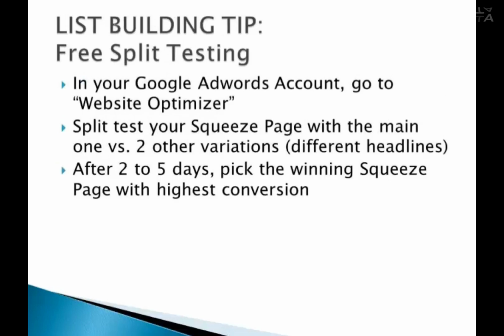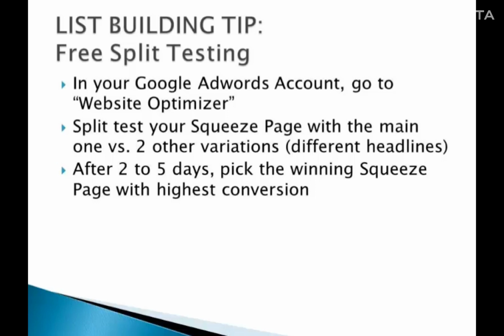List building tip, free split testing. In your Google AdWords account, go to Website Optimizer. Split test your squeeze page with the main one versus 2 other variations, with different headlines. After 2 to 5 days, pick the winning squeeze page with the highest conversion. You can split test offers with Google AdWords, and believe it or not, you can actually do it for free. In your Google AdWords account, there's this tab called Website Optimizer.